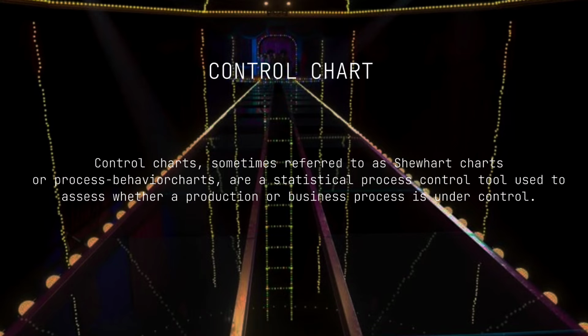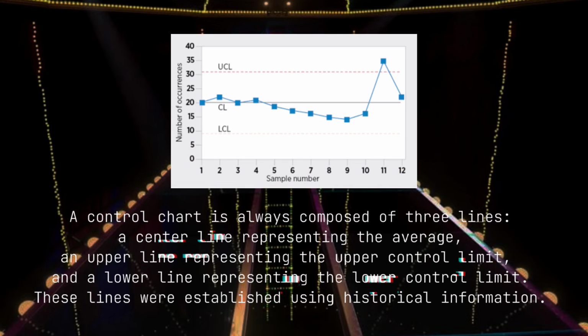Control charts, sometimes referred to as Shewhart charts or process behavior charts, are a statistical process control tool used to assess whether a production or business process is under control. A control chart is always composed of 3 lines: a center line, an upper line representing the upper control limit, and a lower line representing the lower control limit. These lines were established using historical information.